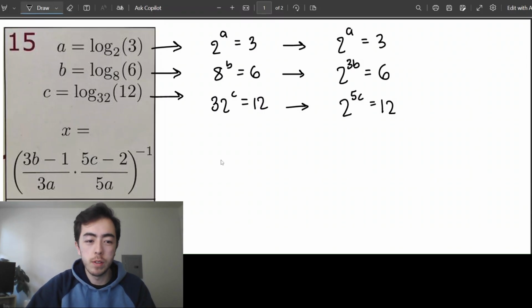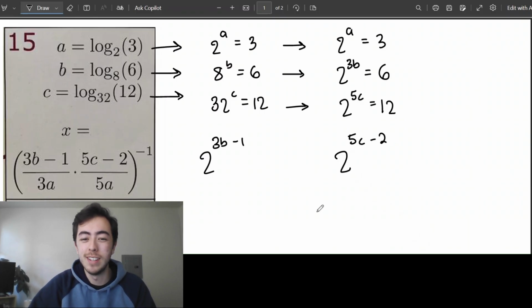And I'm noticing that I have a 3b and a 5c already in the original expression. So maybe if I do something like 2 to the power of 3b minus 1 and 2 to the power of 5c minus 2, maybe something cool will happen from here. I'm still not quite sure yet.